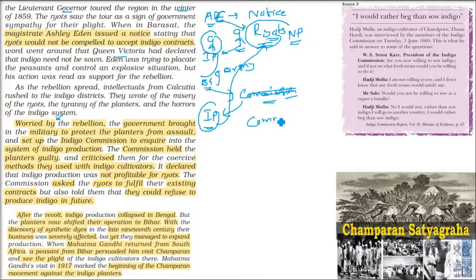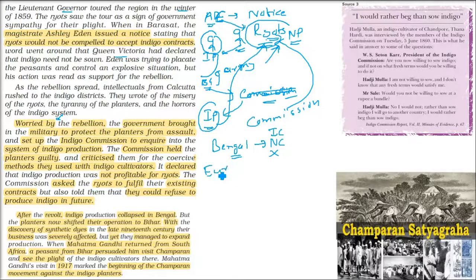But one thing was done. The commission decided that whatever contract the ryots are in right now, they should complete it, but after that they can always refuse to do the production of indigo. No one will force you. Now after this small revolt, this Blue Rebellion in Bengal, all this indigo production collapsed because of all the reasons I told you.